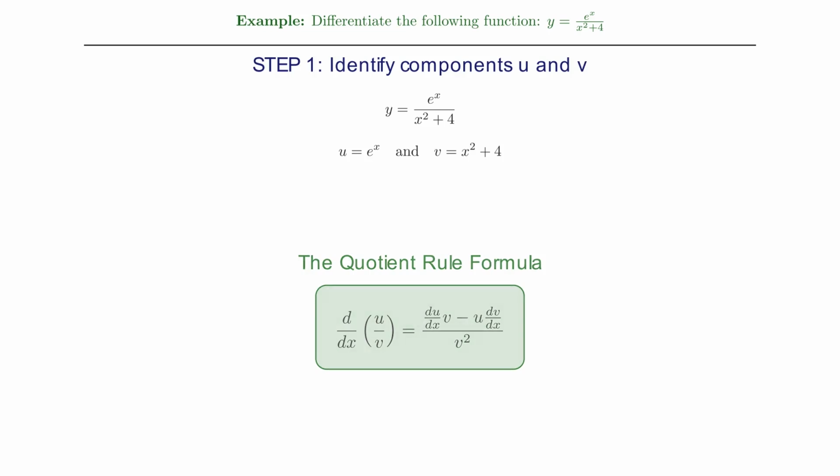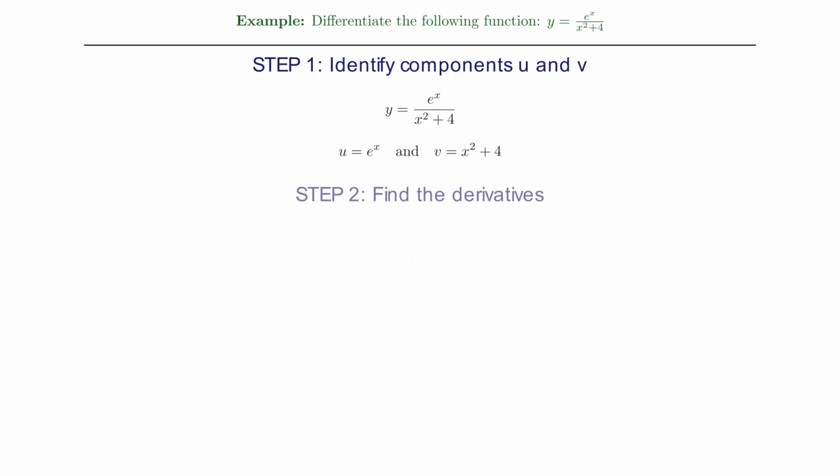So now we've identified u and v, we have to differentiate both of these. The derivative du by dx is e to the x because the exponential function is its own derivative, and then we get the derivative of v, dv dx, which is equal to 2x.